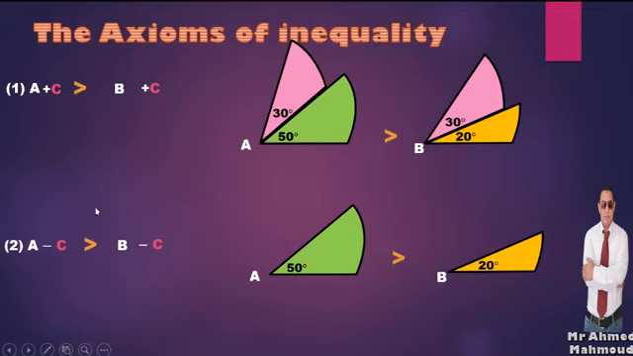Then again, if we have A and B, where A is greater than B, by adding C to both sides, the inequality is still the same. If we subtract C from both sides, still A minus C is greater than B minus C. The next axiom.